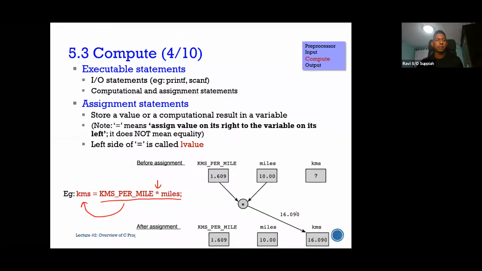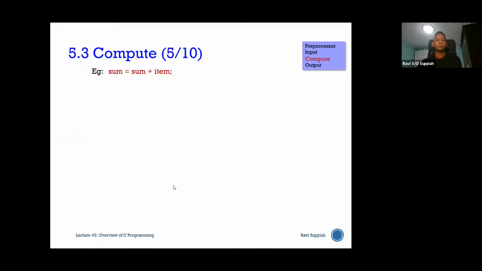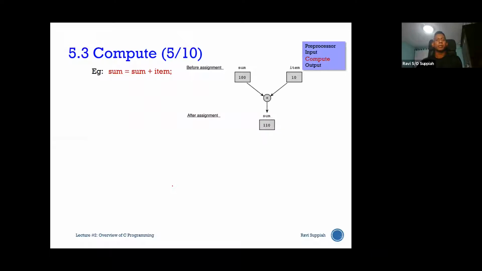Okay, so that is basically what we call the L value. The left hand side of the equal sign is called the L value. So we are taking whatever is on the right, performing the computation and assigning it to the L value. Okay, similar thing over here. Sum equals to sum plus item. So I take whatever is in sum, add it to another variable, and put it back inside sum. So the important thing is whatever that is on the left hand side over here must be assignable. That means it must be some variable or something that you can actually assign a value to.